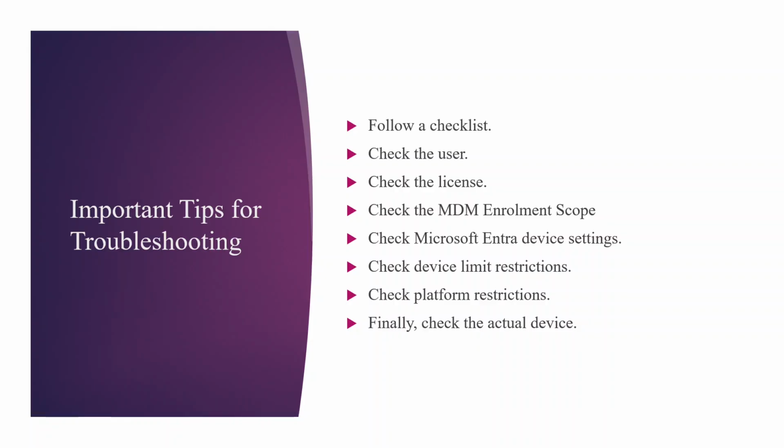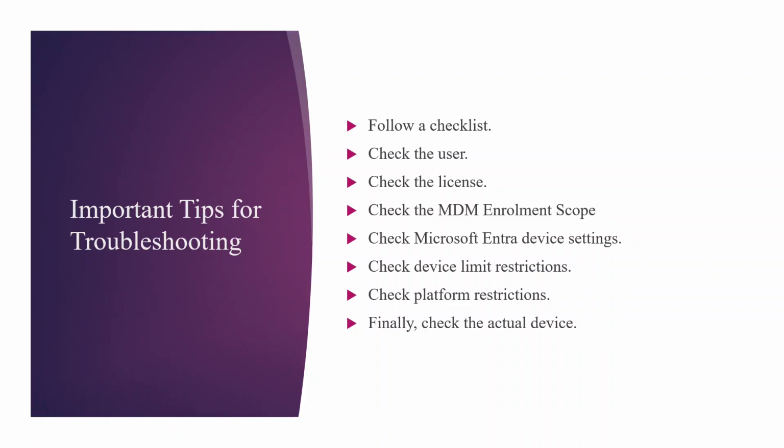Then if the user account exists, and the user has the correct licenses and the permissions to enroll their devices, you need to check the MDM enrollment scope. In many organizations, I have seen that enrollment failure happens because the user is not part of the MDM enrollment scope, because the enrollment scope is restricted to a specific static group, and the user is not part of that static group. So you need to check the MDM enrollment scope.